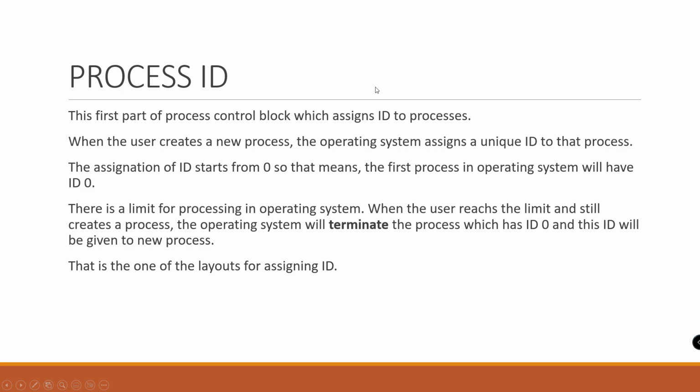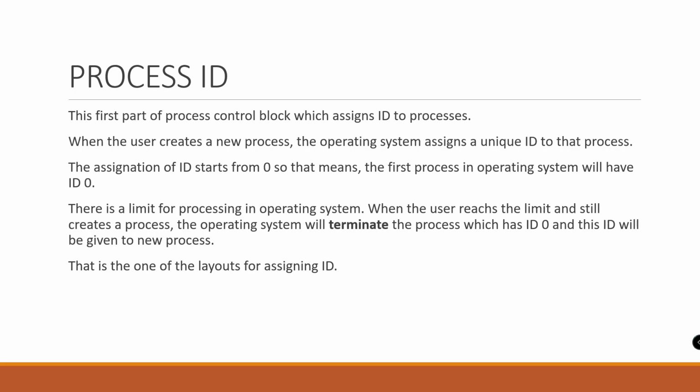And let's get to the process ID. This first part of the process control block assigns an ID to processes. When the user creates a new process, the operating system assigns a unique ID to that process. The assignment of IDs starts from zero. That means the first process in the operating system will have ID 0. There's a limit for processes. When the user reaches the limit and still creates a process, the operating system will terminate the process which has ID 0, and this ID will be given to the new process.